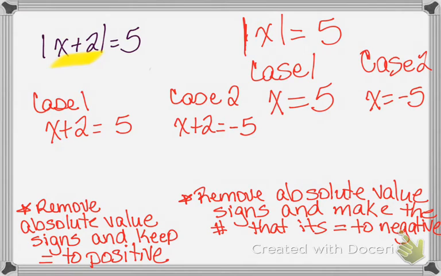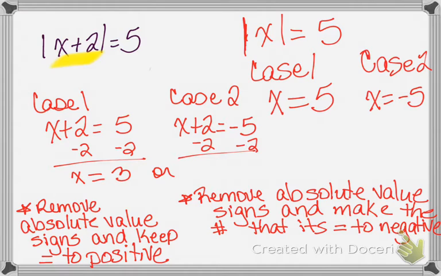Okay? And I know how to solve both of these. So when I solve these, I've got minus 2. So I end up with x equals 3. And here I've got minus 2. And I end up with x equals negative 7. So this is the answer that I'm looking for. x can be positive 3, or x can be negative 7.